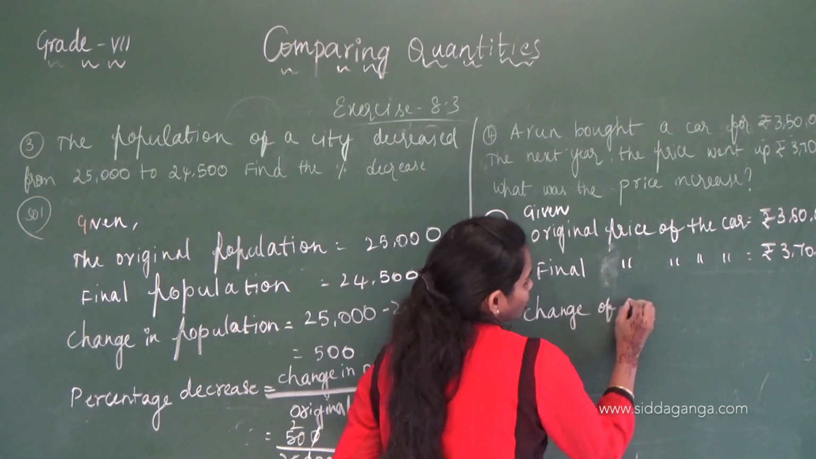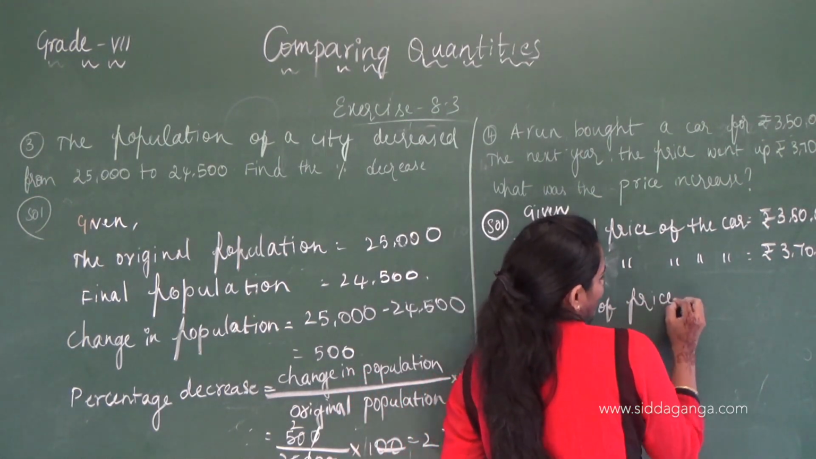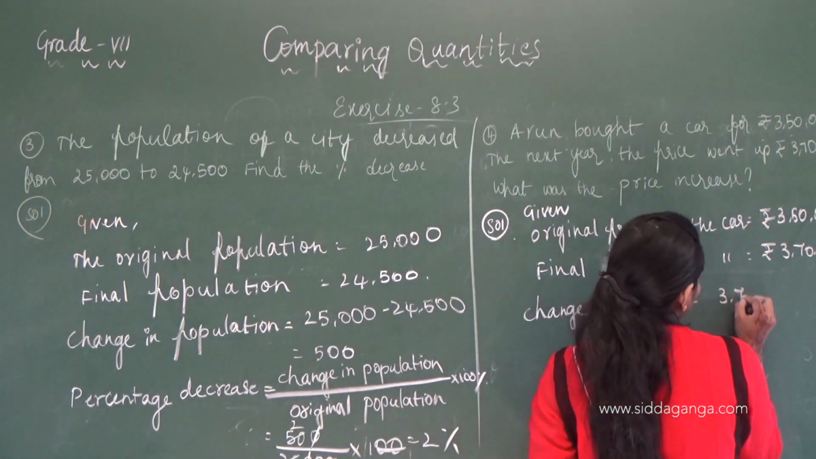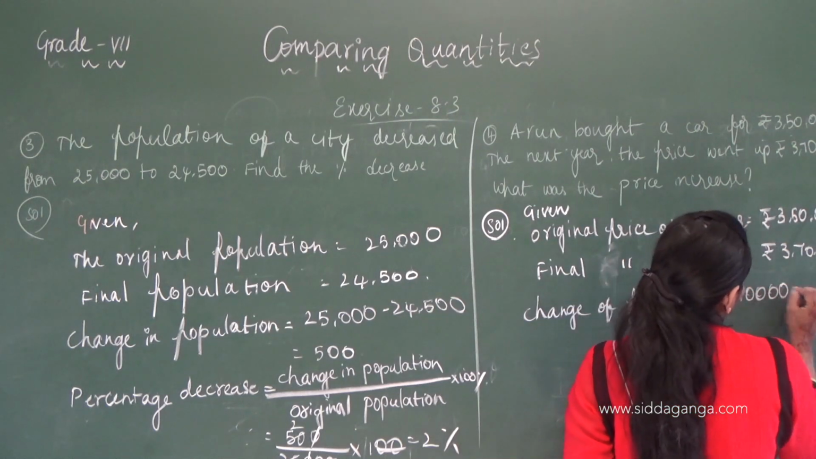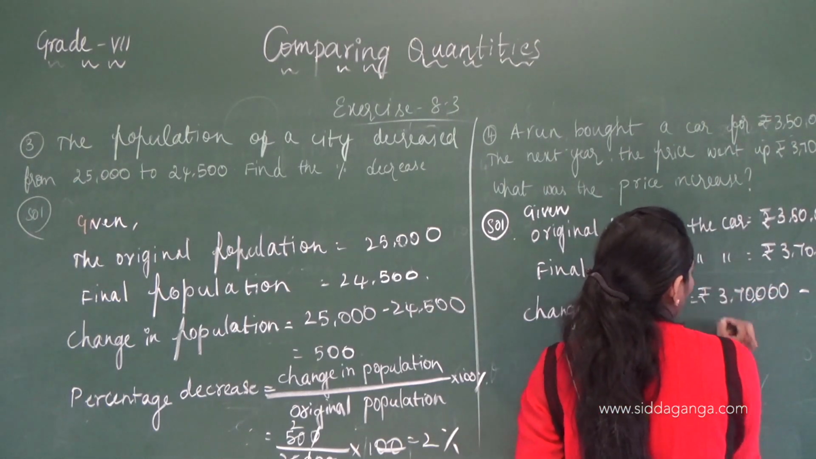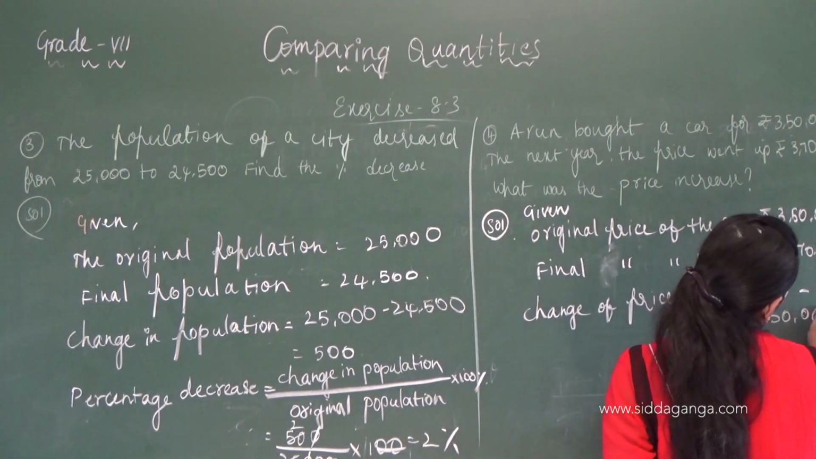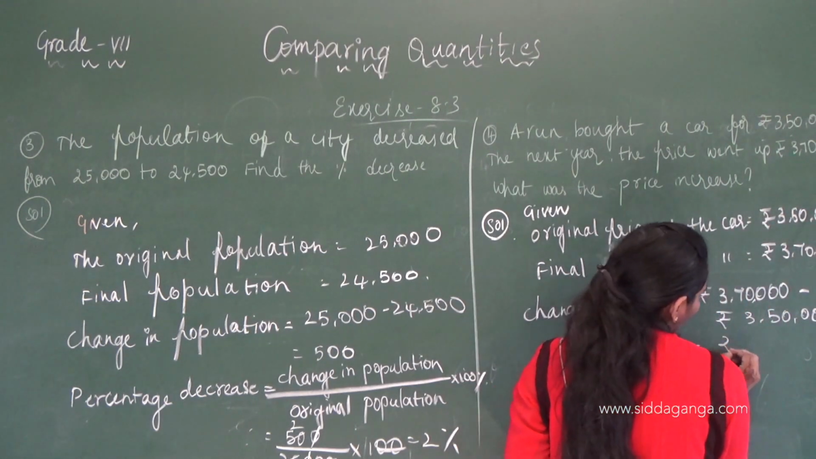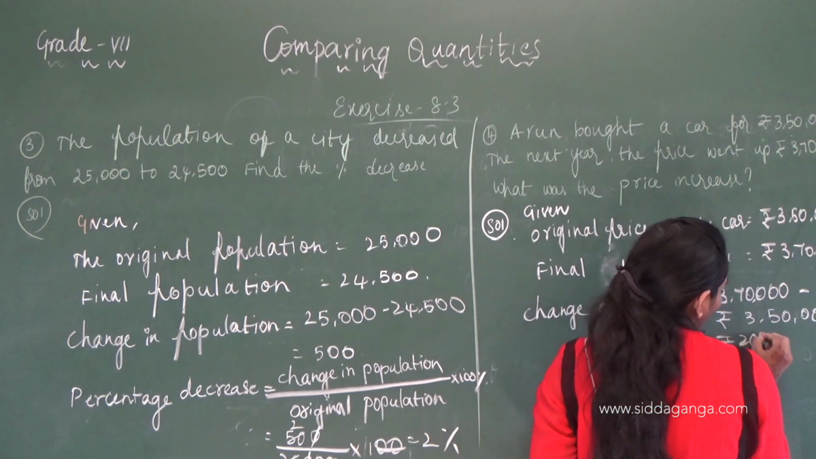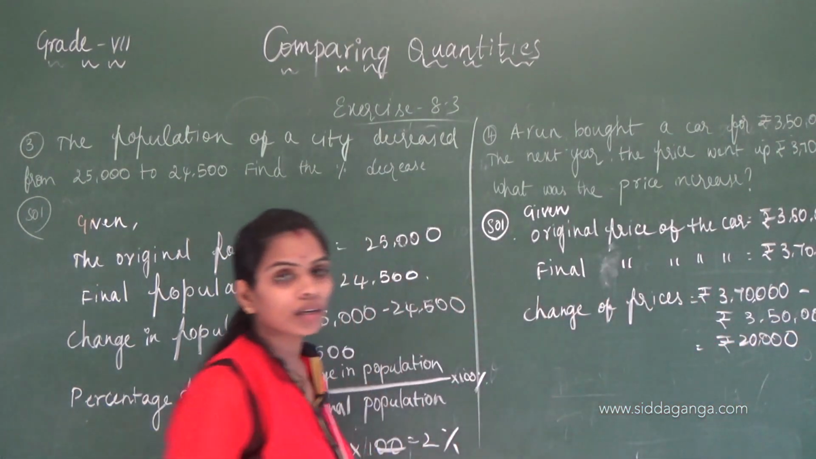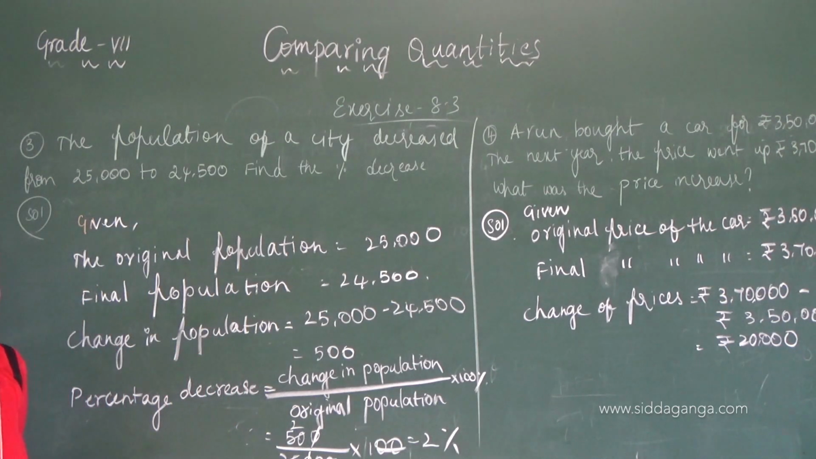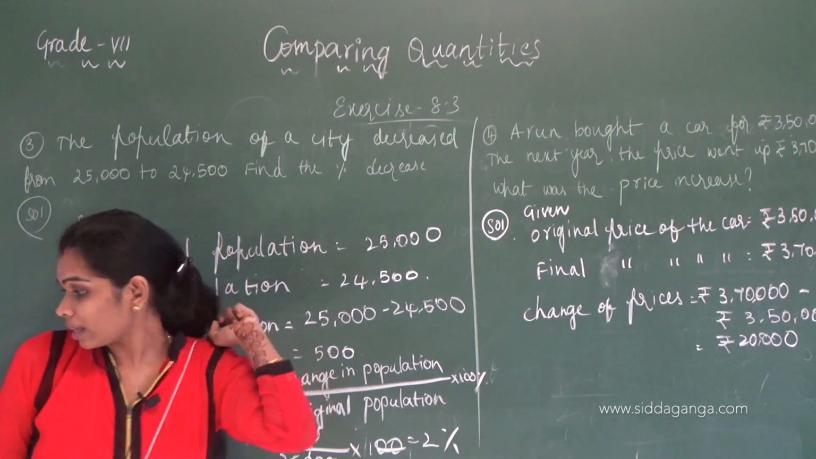Change of prices is equal to 3,70,000 minus 3,50,000. That is nothing but 20,000. Correct? 20,000. Now we have to find how much the price of the car has increased.